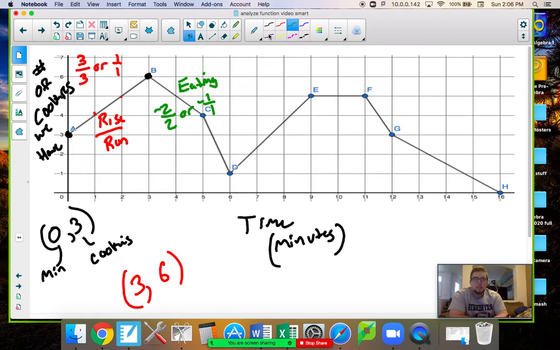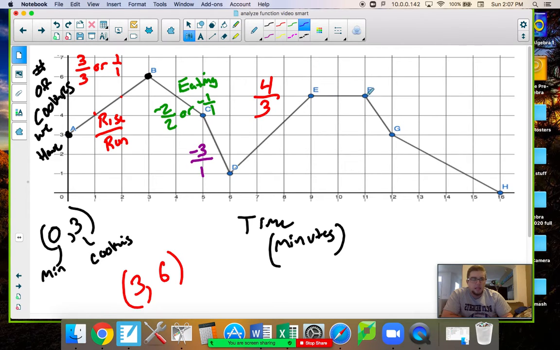Then from C to D, we lose a lot of cookies very quickly. From C to D, we lose 3 cookies in a minute. Maybe we scarfed them down, maybe we dropped them on the floor and now they're all dirty. Whatever the reason, we gave 3 cookies to people really quickly. That's just what happens. From D to E, we gain cookies back. From D to E, we have 1, 2, 3, 4. 1, 2, 3. So we gain 4 cookies in 3 minutes.